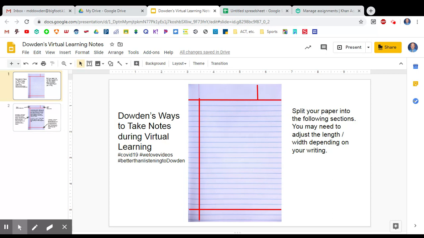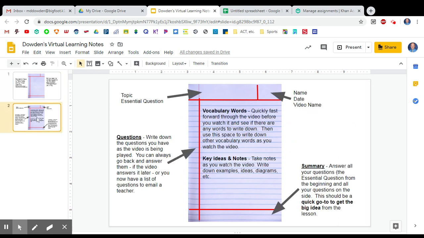So here's how I would set up my paper, right? I would draw a line straight down that normal red line here. I would draw a line up on top where the lines and the non-lines kind of meet. And then I would draw another line down here on the bottom. So I'd split my paper into these sections, so that I could eventually fill it out like this. And this looks like a lot, but let's walk through where everything goes.